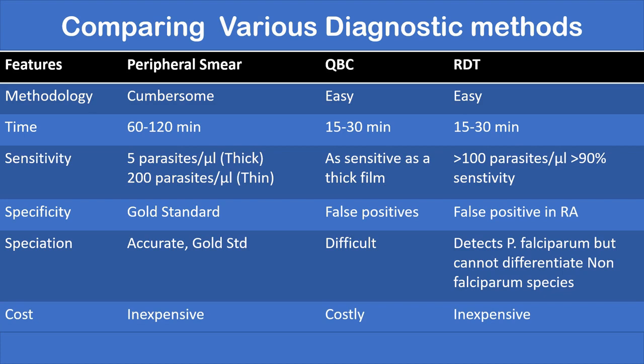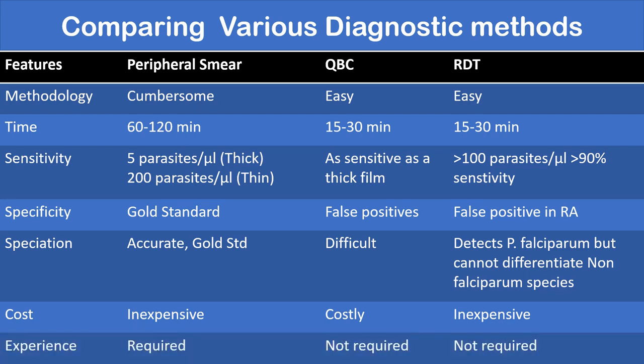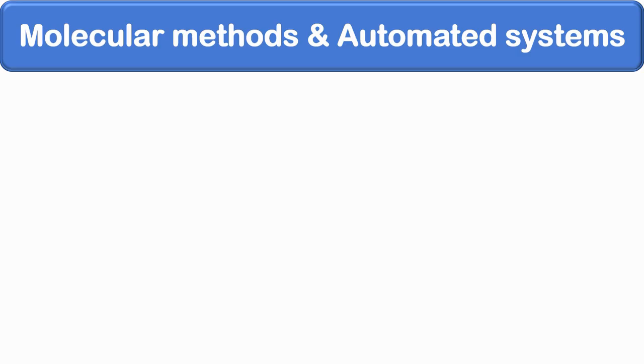Cost-wise, peripheral smear is inexpensive, QBC is costly, and rapid diagnostic tests are also inexpensive. For peripheral smear, an experienced microscopist is required, whereas that is not required in QBC and RDTs. Various molecular tests have recently gained attention for malaria diagnosis.